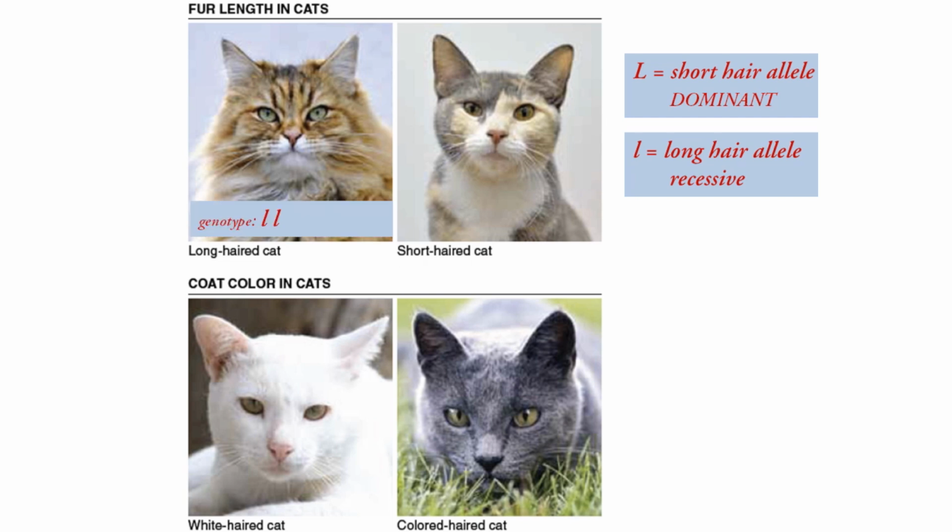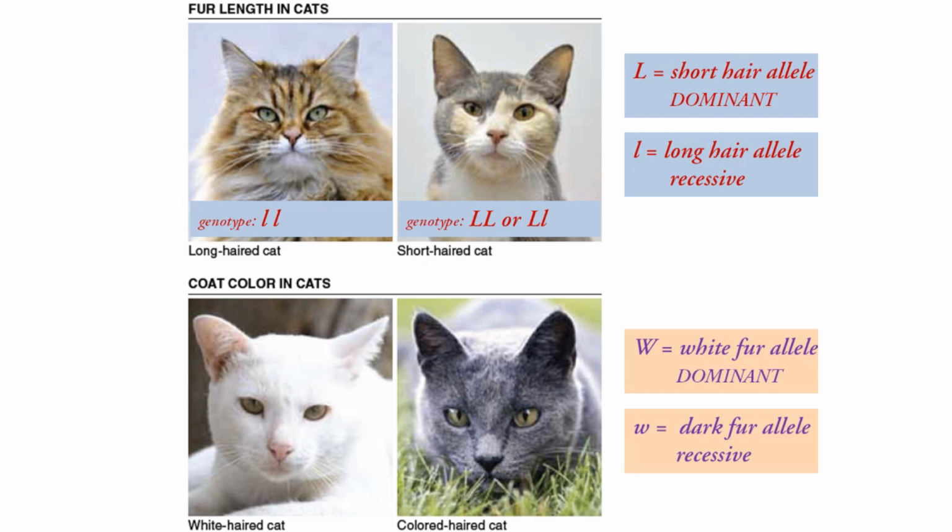We look here then at the long-haired cat, and we can see that, okay, it shows long hair. It's a recessive trait. It's got to have two copies of the recessive allele. We know its genotype. We look at the short-haired one. We know it has to have a dominant allele. Maybe one, maybe two. We don't know. So we'll say it's big L, or big L, little l. We just leave it at that. We're not sure. For coat color, then white fur is the dominant trait. So we'll give it a capital W, and the dark fur is a small w.